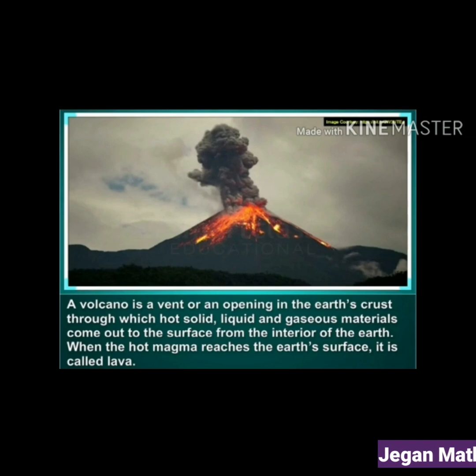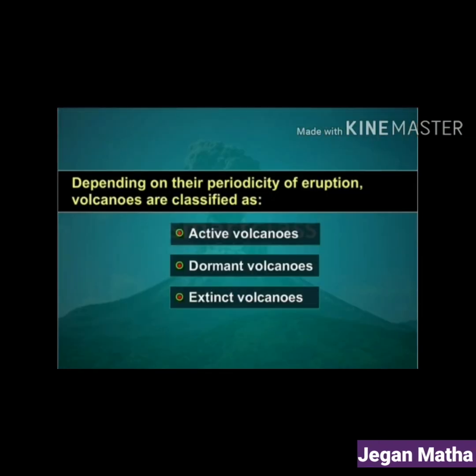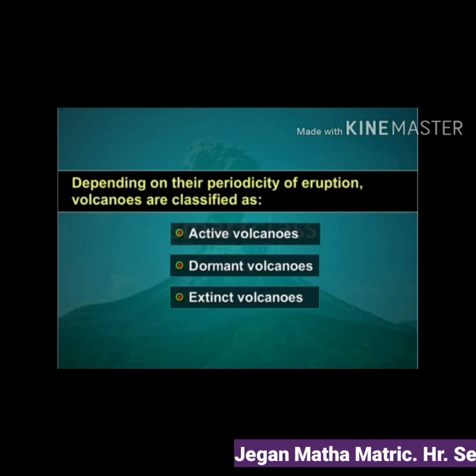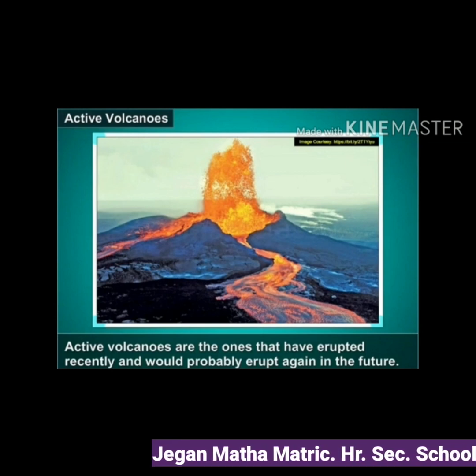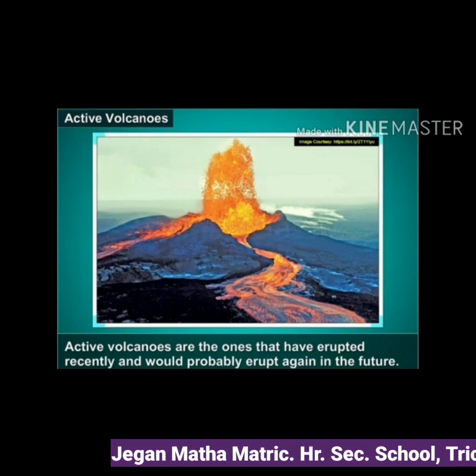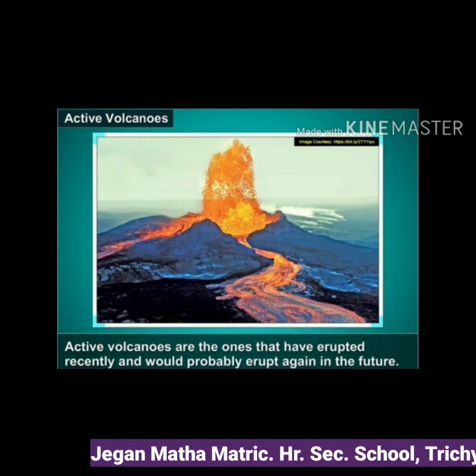Depending on the periodicity of eruption, volcanoes are classified as active volcanoes, dormant volcanoes and extinct volcanoes. Look at the picture. Active volcanoes are the ones that have erupted recently and would probably erupt again in the future.